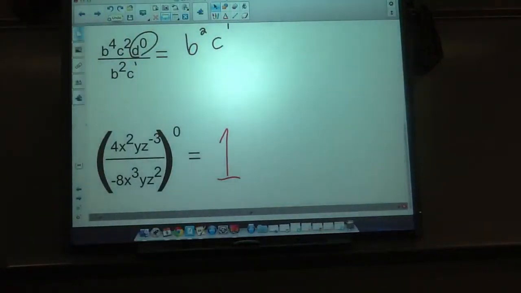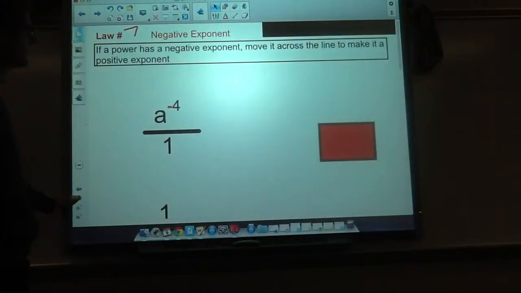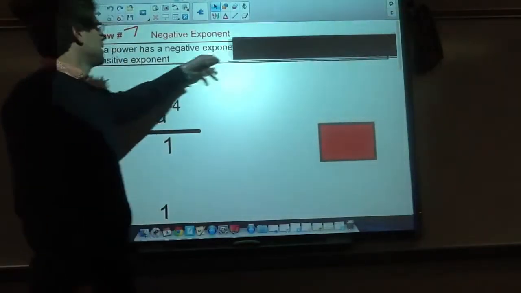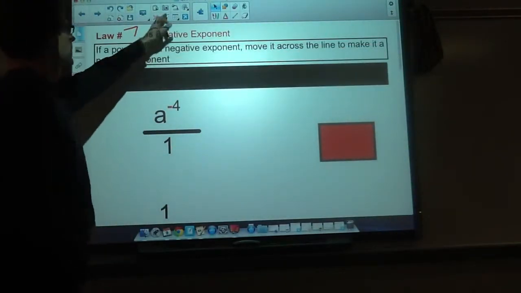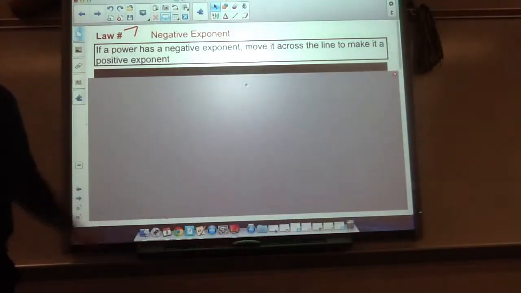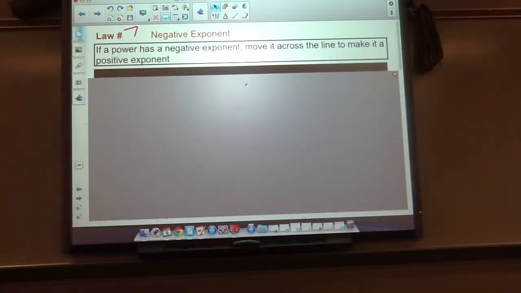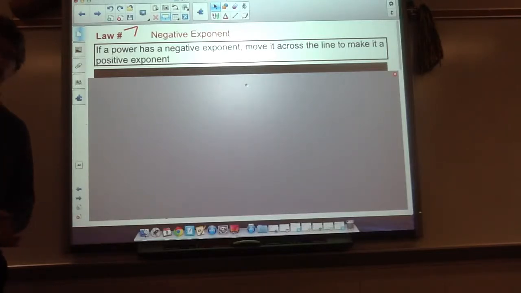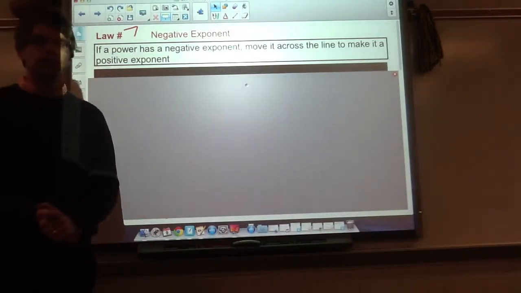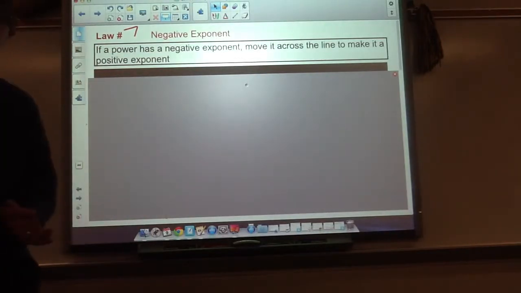Okay, law number 7, last but not least, is what we do when we have a negative exponent. We have had negative exponents in this chapter already, which is fine, and we've just let them rest in our answers. But folks, from this point forward, if you have a power with a negative exponent, we're going to move it across the line to make it a positive exponent.